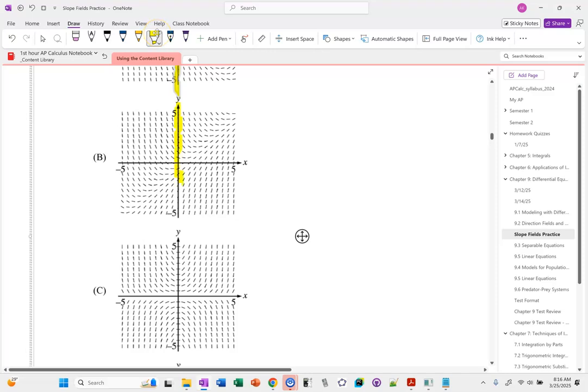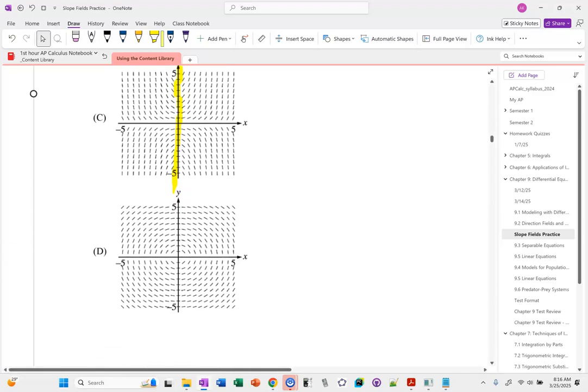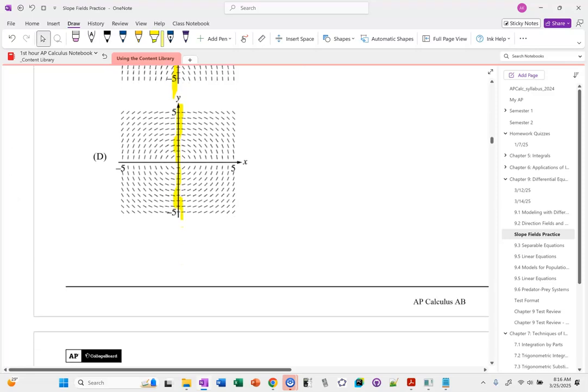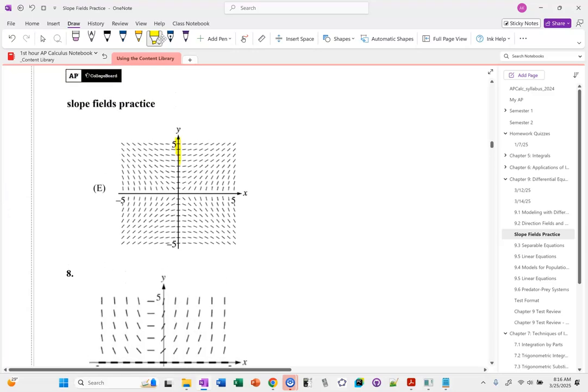I look at this one. Do I see horizontal slopes there? Nope. You're gone. Here I see horizontal slopes. Well, that's a possibility. And here I see horizontal slopes, so that's a possibility. Oh, and I have one more. And here I see horizontal slopes. So that's a possibility. So it's going to be one of these last 3.